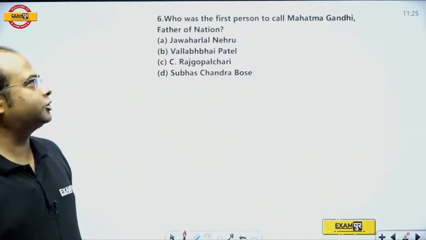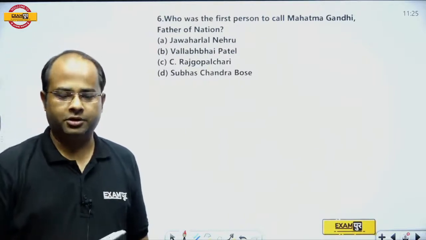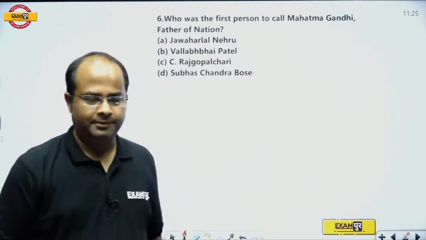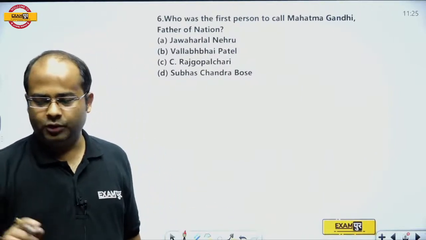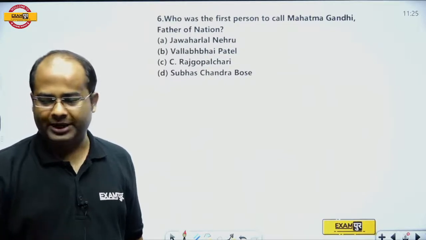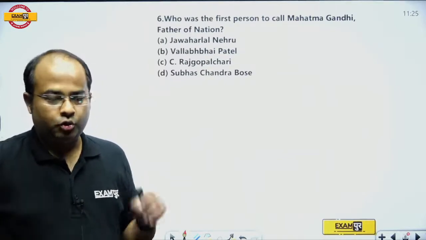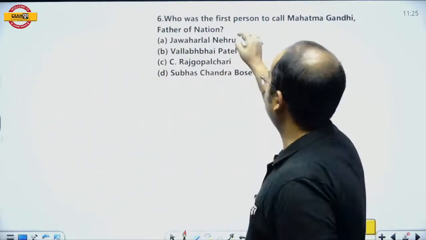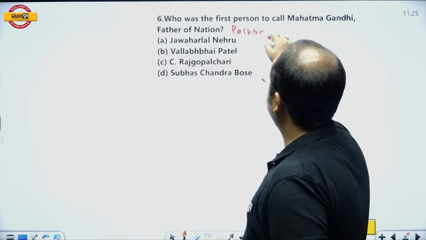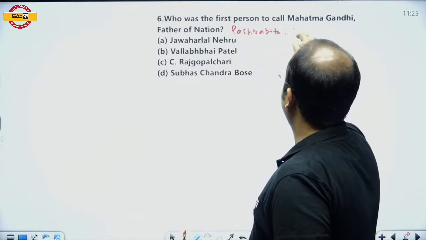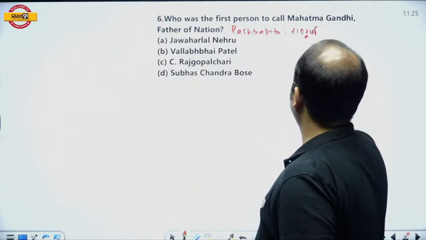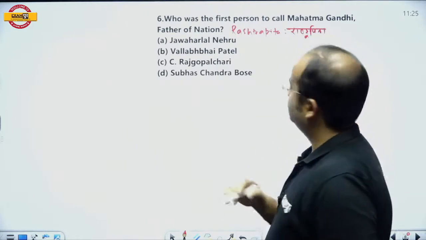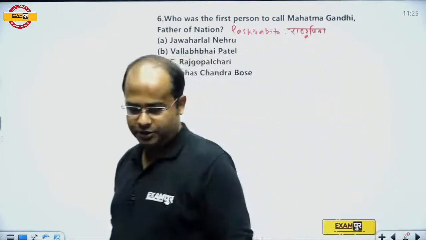Who was the first person to call Mahatma as the father of nation? So who called Mahatma Gandhi as the father of nation, or you can say Rashtrapita? Is it Jawaharlal Nehru, Vallabhbhai Patel, Chakravarti Rajgopalachari, Subhash Chandra Bose? So who called Mahatma Gandhi as the father of nation? Father of nation, that is called Rashtrapita.